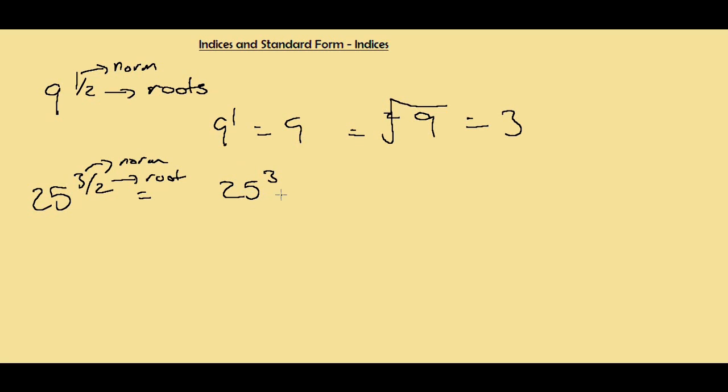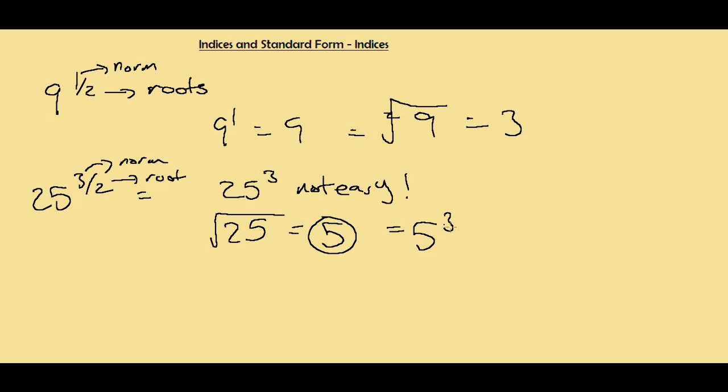So let's just write "not easy" for that bit. So instead, let's do the root first. It says 2, so it's the square root of 25, which is easy. We know that's 5, because 5 times 5 makes 25. Okay, so now we've done this bit, we can now do this power of 3, the normal power. So 5 to the power of 3. In fact, I shouldn't write it like that. I should write 5 to the power of 3 equals 5 times 5 times 5, which makes 125. You can get that on the calculator if you wish, but that's how we do that.